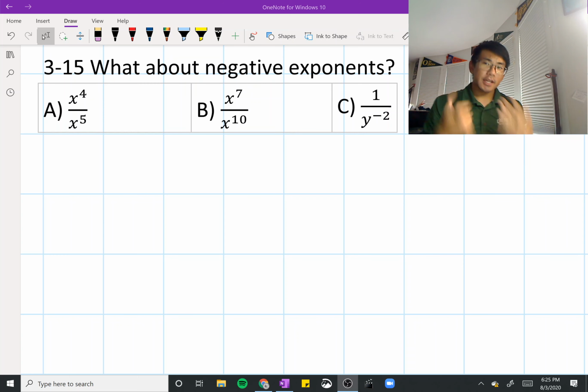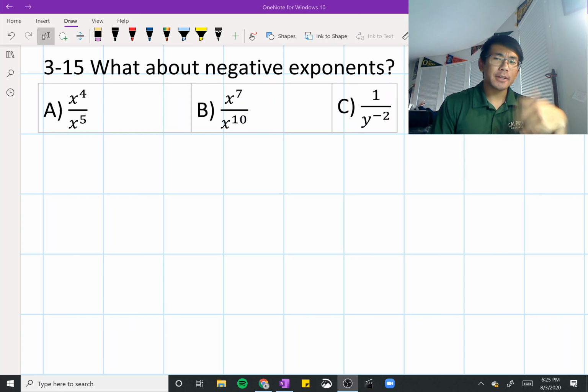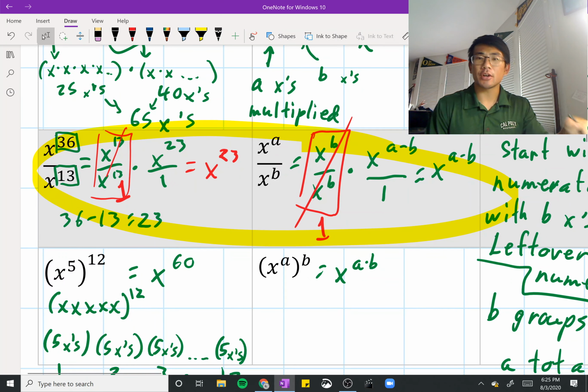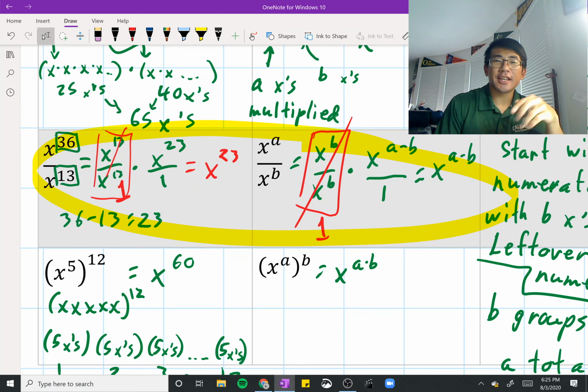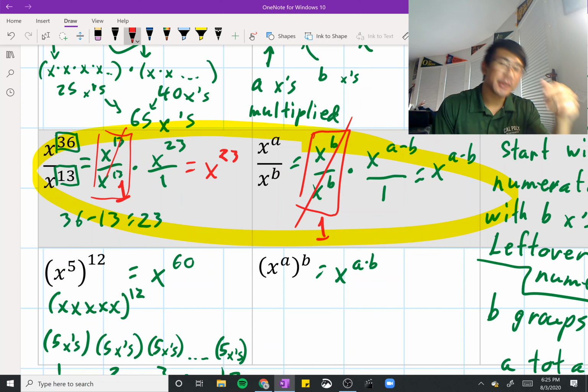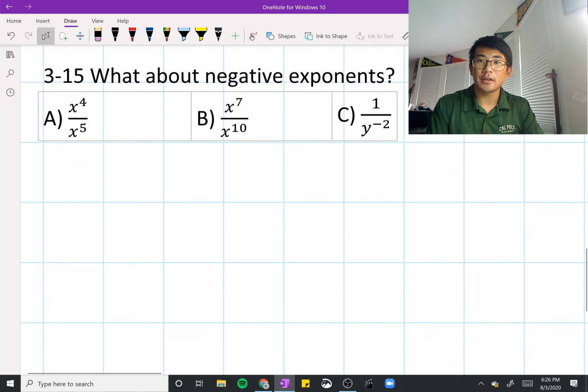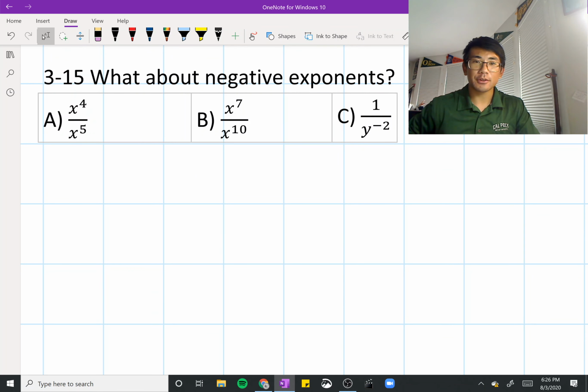Welcome back. Our last video here on exponential properties is talking about negative exponents, and this might have come to your brain immediately when we talked about this property here. Because there's subtraction involved, if the denominator has a larger exponent, then you would have a negative exponent when you subtract them. And so that's going to be the example here.